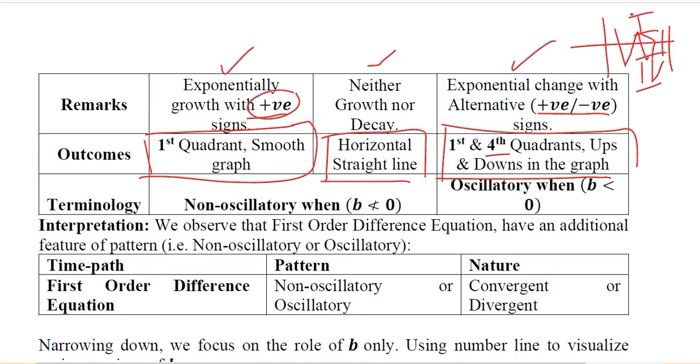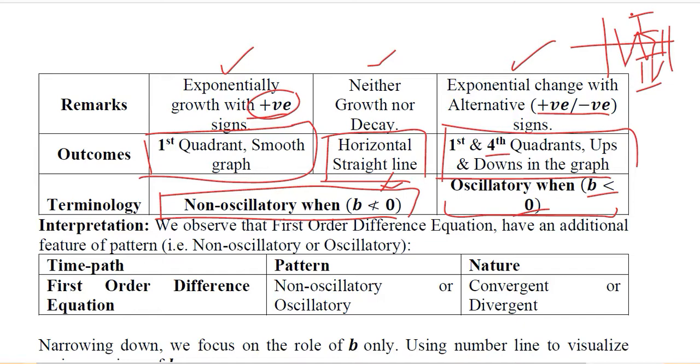In these two cases where the value of b was not negative, there were no oscillations. There was no movement above or below the axis. Whereas in this case, where b was negative, there is oscillation, that is movement above and below the x-axis.